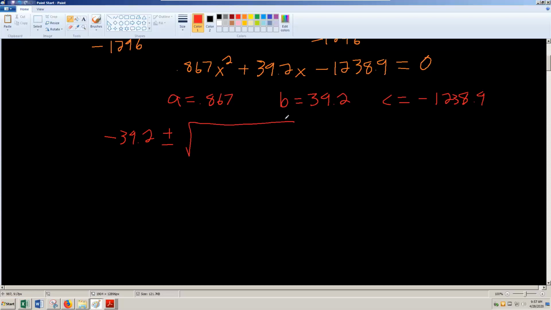And we're definitely just going to round to the hundredths place on these things. So 1536.64 minus 4 times A times C. So here I've got my A value of 0.867 times, again now, so I'll write the whole thing out. I'll just do 2 separate steps.